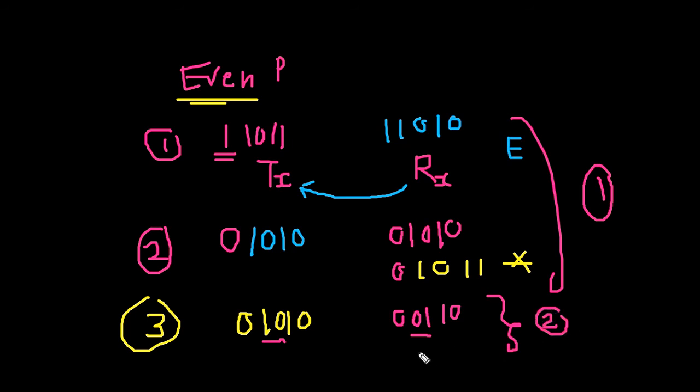On computation of the parity on the received data, using the even parity scheme to detect the error, the number of ones here is even. So again the parity is even, and the receiver will conclude that no error has occurred during the transmission.